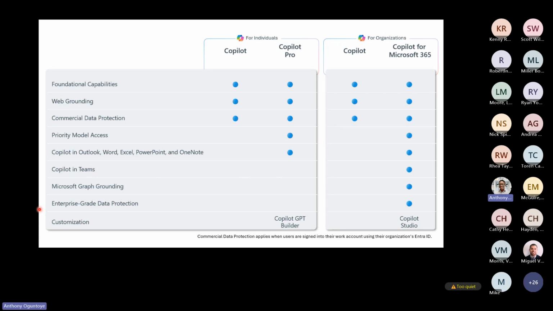Also, we have enterprise-grade data protection. So Microsoft Copilot for M365 has enterprise data protection and is compliant with existing privacy, security, and compliance commitments to M365 commercial customers, including GDPR and EU data boundary. It also inherits your existing M365 security, privacy, identity, and compliance policies. Just something to have in mind, right?